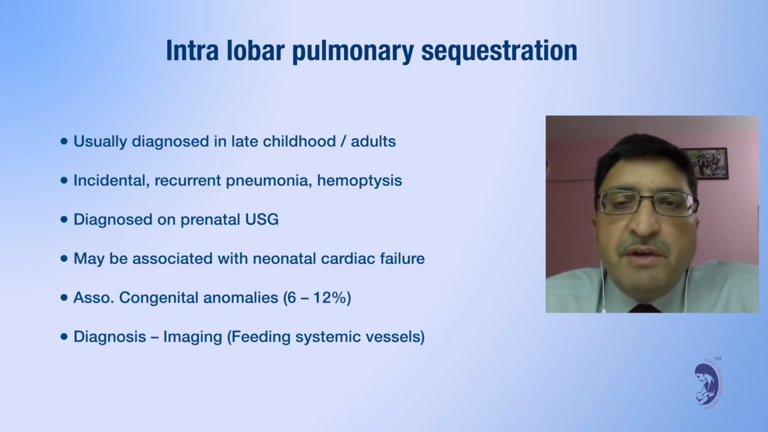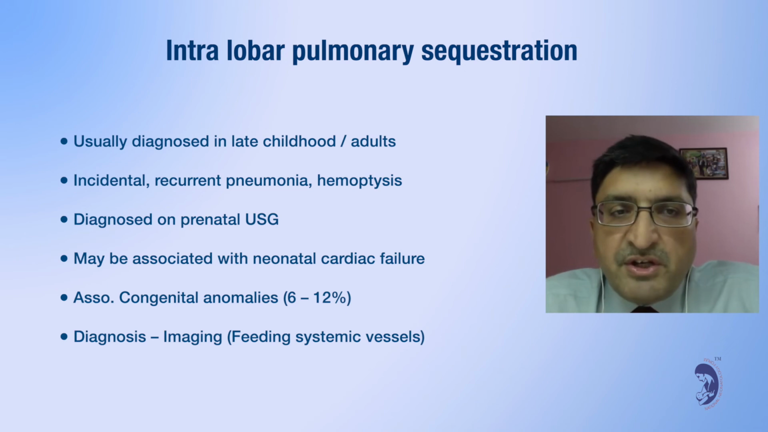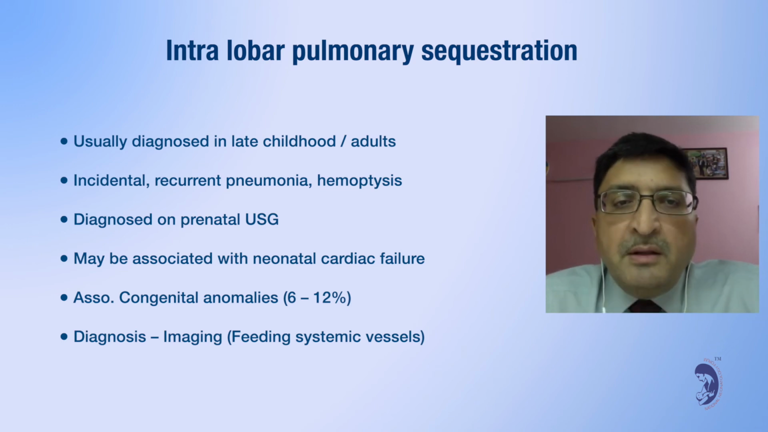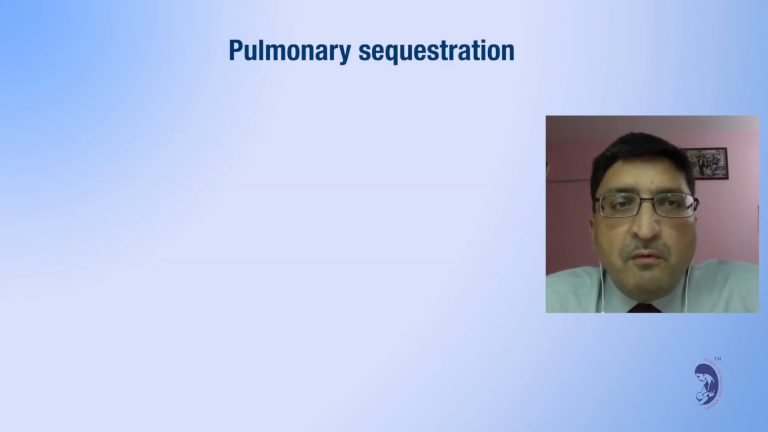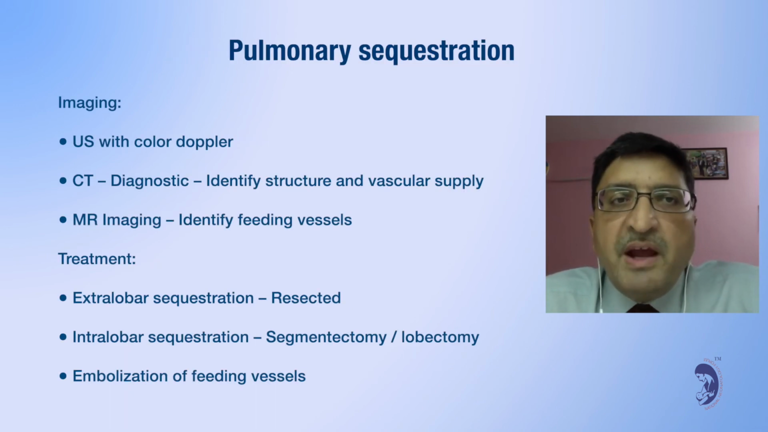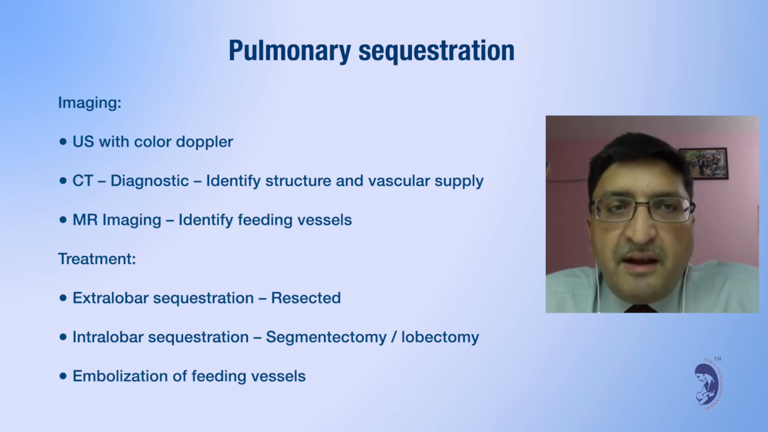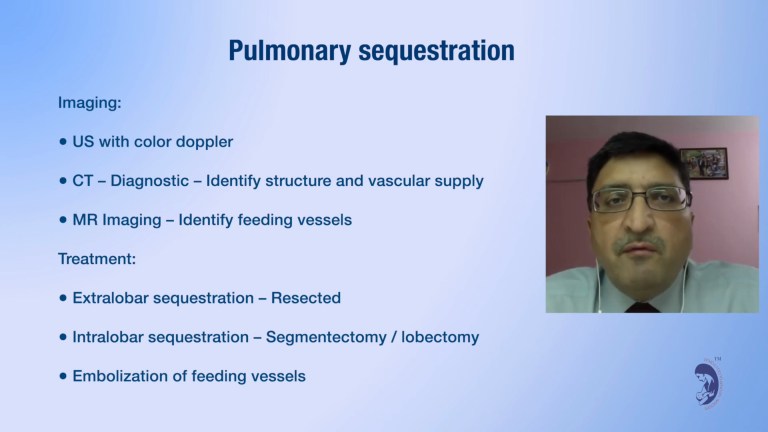It may be associated with neonatal cardiac failure, and unlike extralobar sequestrations, associated congenital abnormalities are quite less in cases of intralobar sequestration. The diagnosis is predominantly imaging, where feeding systemic vessels are seen. Ultrasound with color Doppler would be helpful in diagnosis. CT scan, as is there in most of the lung lesions, is diagnostic for identification of pulmonary sequestration as well.